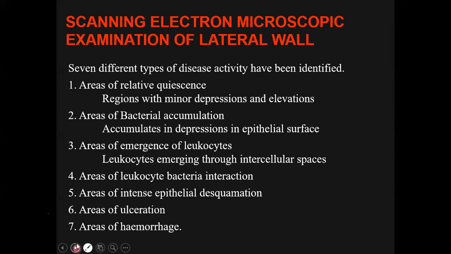Coming to electron microscopic examination of the lateral wall, 7 different types of disease activity zones have been identified. First is area of relative quiescence, in which there is a region with minor depressions and elevations. Areas of bacterial accumulation, which accumulate in deep epithelial surfaces in these depressions. Areas of emergence of leukocytes, where leukocytes are emerging through the intercellular spaces. Areas of leukocyte bacterial interaction, areas of intense epithelial desquamation, areas of ulceration, and areas of hemorrhage.